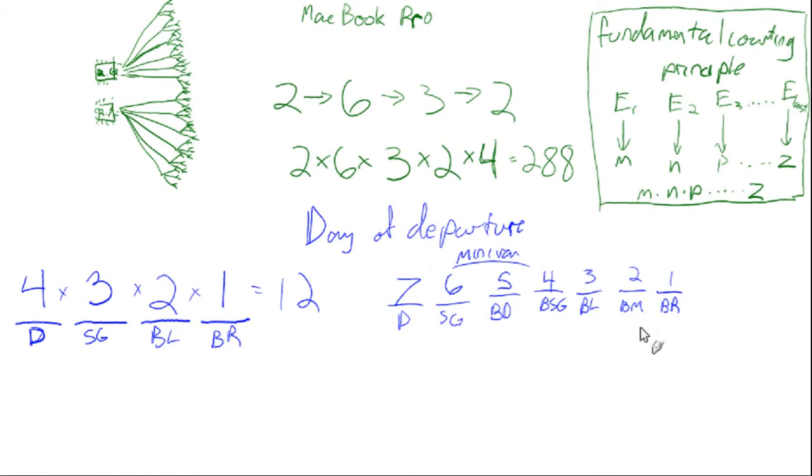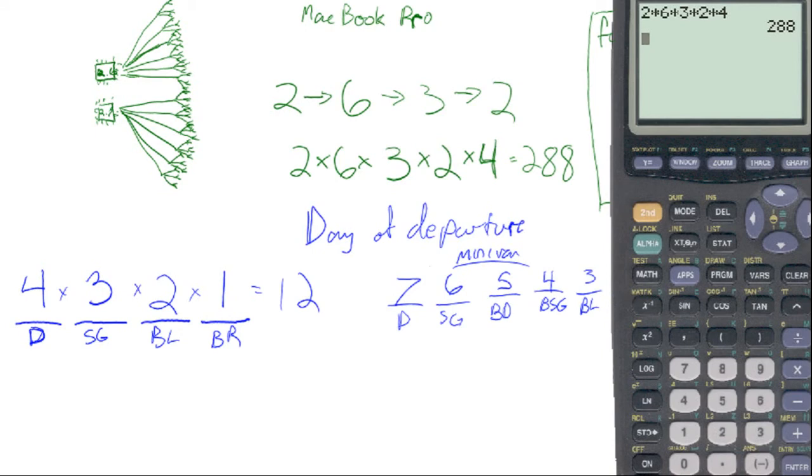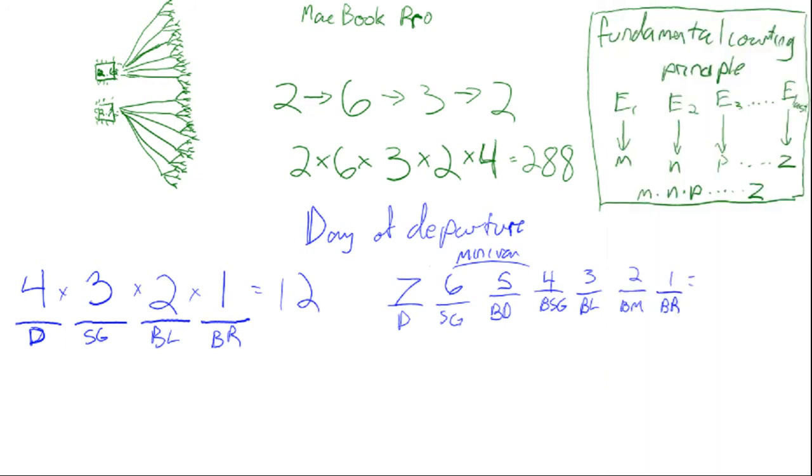Right? And we would just multiply all of these together. What am I doing here? This is what I want right here. Okay, so then we do 7 times 6 times 5 times 4 times 3 times 2 times 1. Enter. 5,040. That's a lot of combinations. 5,040 possible ways to arrange yourselves in a minivan.